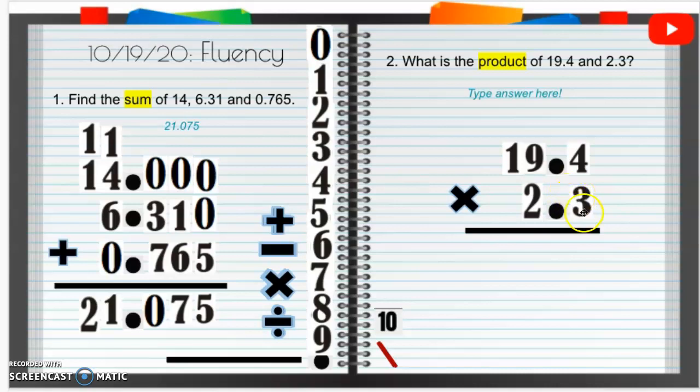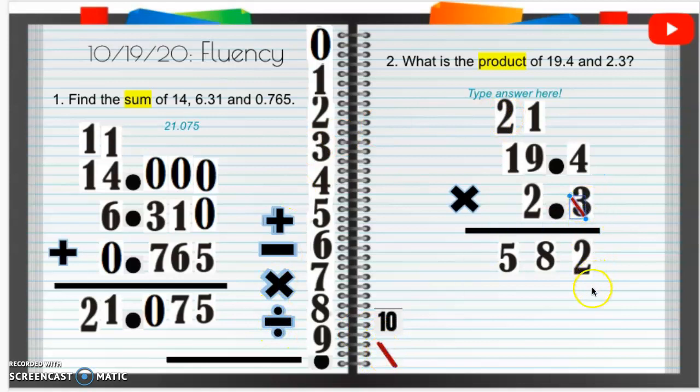Alrighty, now, what is 3 times 4? I know that's 12. I'm going to put this 1 up here, and I'm going to put the 2 down here. 3 times 9, or 9 times 3, is 27. Plus 1 is going to be 28. So I'm going to carry that 2. Put down that 8. 3 times 1 is going to be 3. Plus 2 is going to be 5. Now, do I have anything else to multiply that 3 by? Nope. So I'm done with this 3.